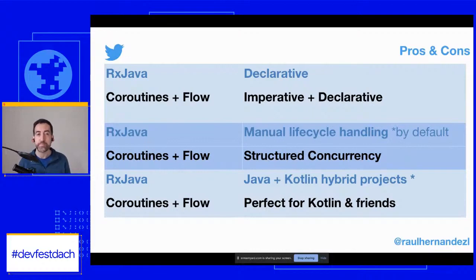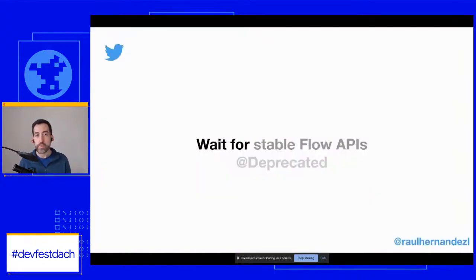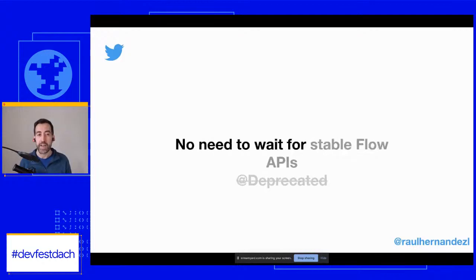So next steps, I would say waiting for stable Flow APIs, not having deprecated ones, but this is what I said in previous talks. However, I would now say there is no need to wait for stable Flow APIs because Flow is now stable, StateFlow is stable, and coroutines with suspend functions are stable. You have a few things that are not yet stable, I think, but they're going to get there very quickly.